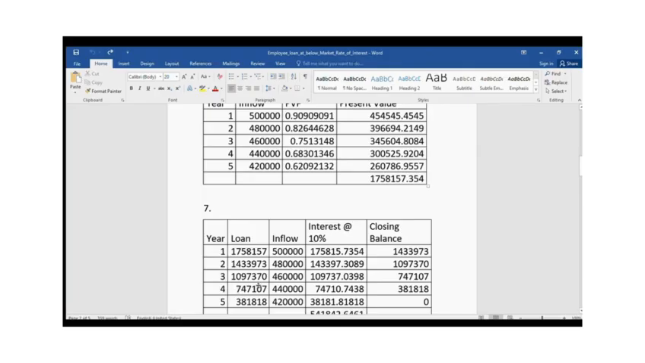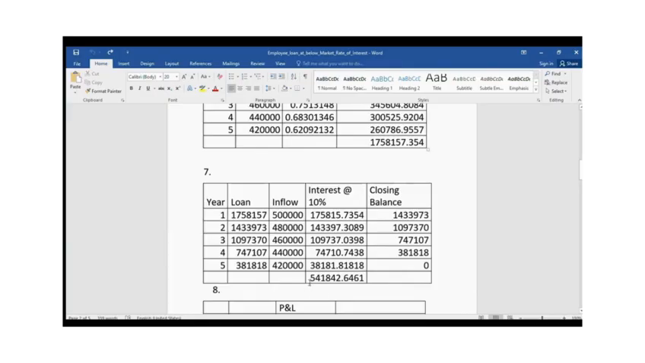Now 747107 into 10% would be 74710. So 747107 plus 74710 minus 4 lakh 40,000 would be 381818, which will be the opening balance for the year 5. 381818, 10% of that would be 38181. So we'll add 381818 to 38181 less 4 lakh 20,000, which would be 0.